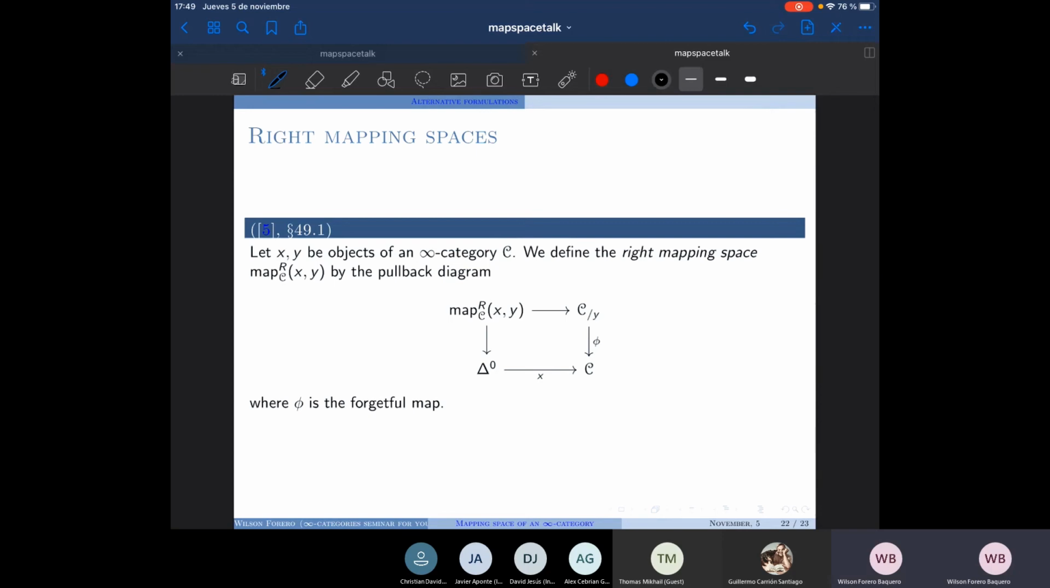Again, in this slice category, level 0 is all the morphisms that end in Y. Level 2 is, sorry, I made a mistake at this point, the two-simplices that end in Y, and so on. And again, the forgetful functor forgets what? Y. Okay? That is the idea. So we have a diagram, and we take the pullback of that diagram. So this is the right mapping space.